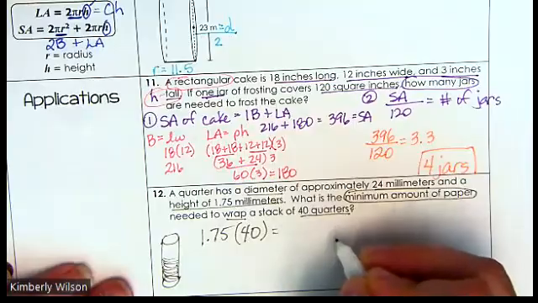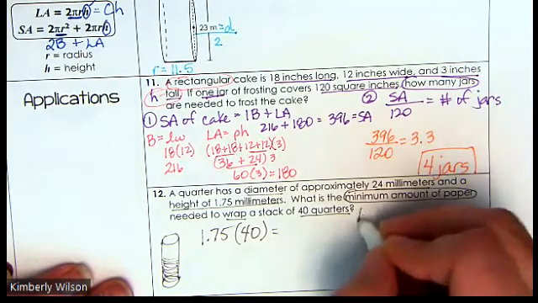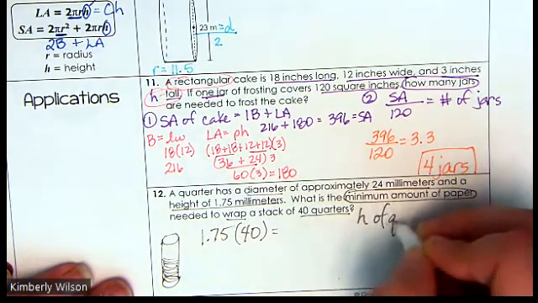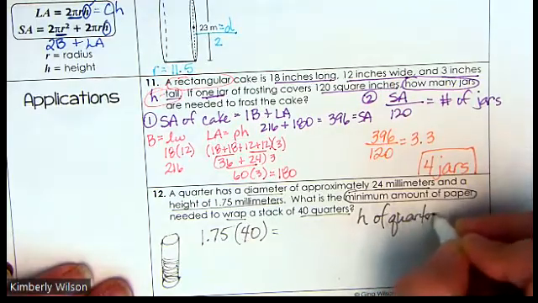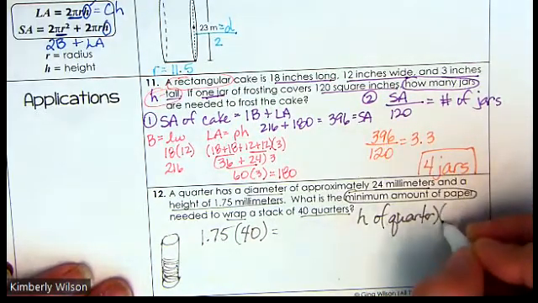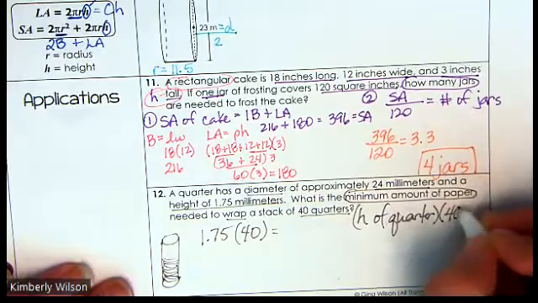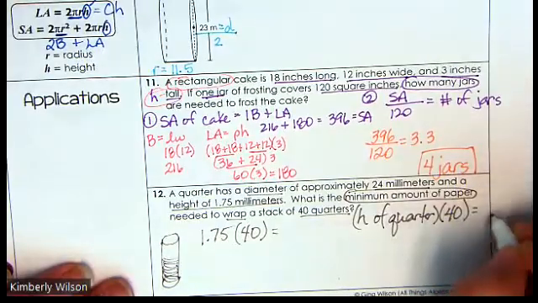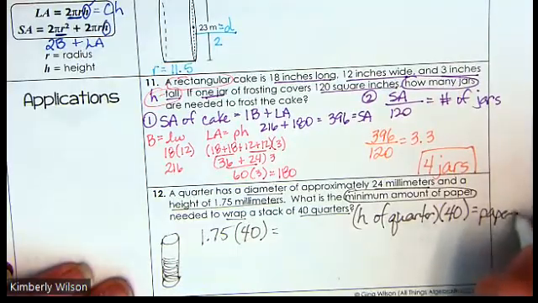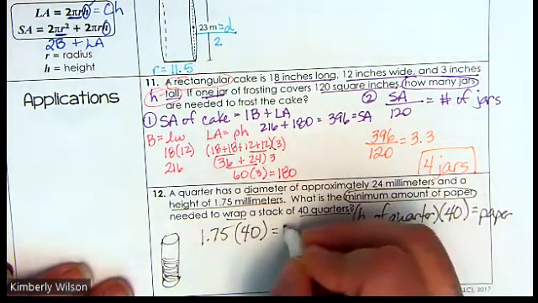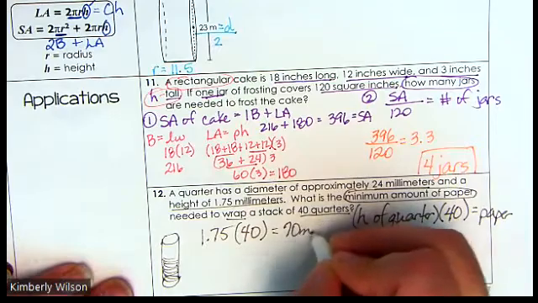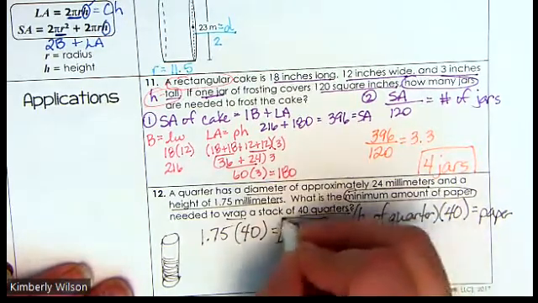I'm sorry, I worked this all the way out because we're doing the height of the quarter times 40 equals the amount of paper needed. So that's going to be 70 millimeters. That's actually easier than it looks.